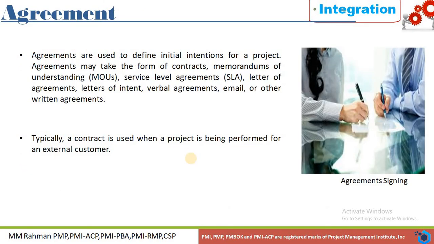Then another input is the agreement. Agreements are used to define the initial intention for a project. An agreement may take the form of a contract, memorandum of understanding, service level agreement, letter of intent, verbal agreement, email and other written agreements. Typically a contract is used when the project is being performed for an external organization or external customer. An agreement which is enforceable by law is called a contract. So when we do a project for an external party or external customer, there should be a contract, so that it is enforceable by law.